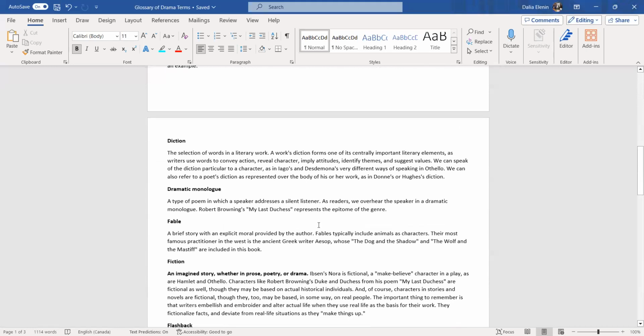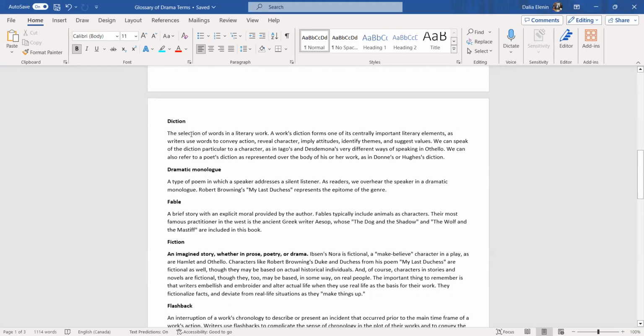Okay, so maybe you heard me so many times saying the diction. The word diction is a more sophisticated way of saying how the writer chooses his words. So diction is the selection of words in a literary work. The work's diction forms one of its centrally important literary elements, as writers use words to convey action. Look at that, why it is important.